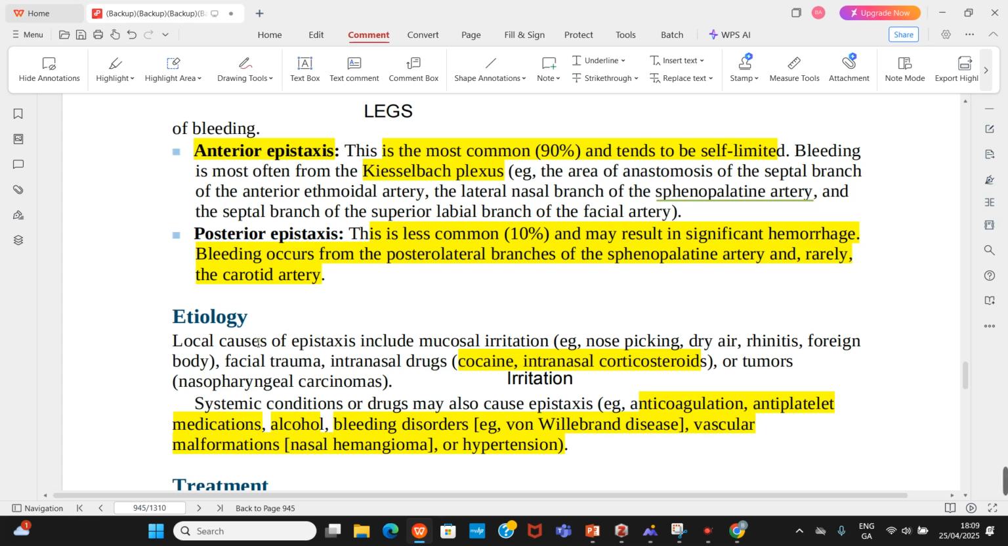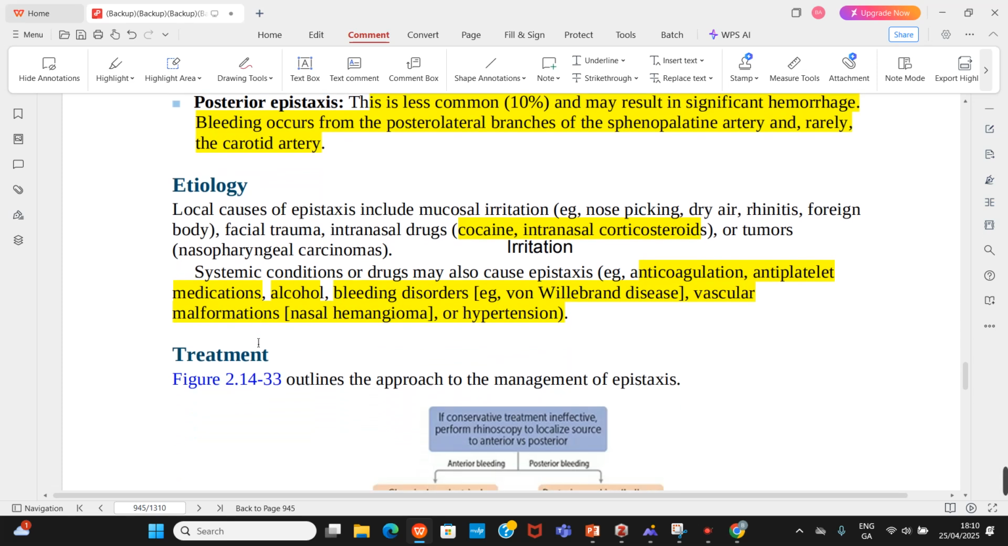People with some systemic problems too, people that are on anticoagulants, people that are on some antiplatelet medication like aspirin, people that have hypertension, they can have epistaxis. People that have bleeding disorders like von Willebrand can have it.